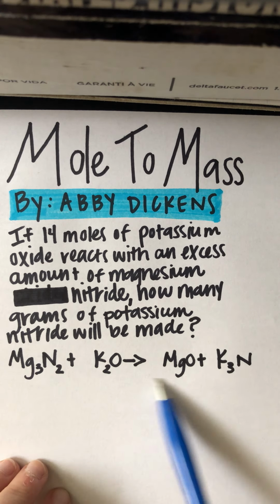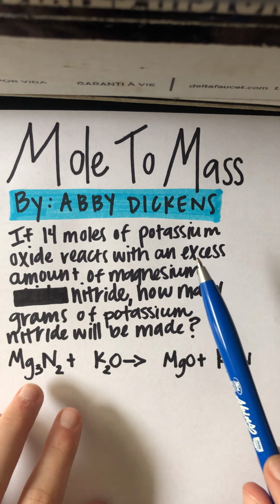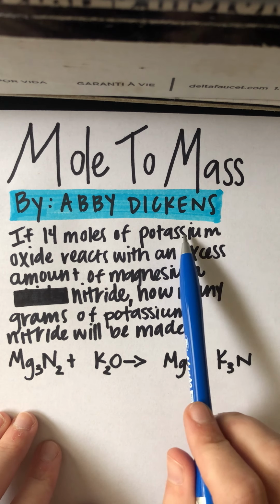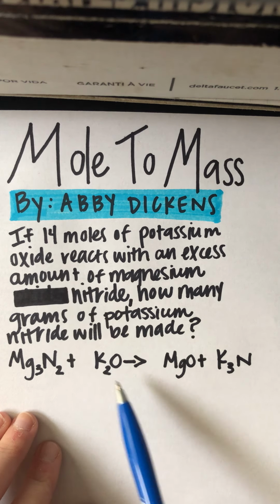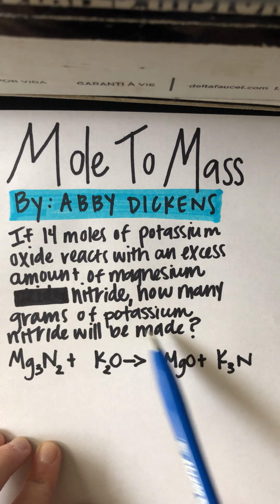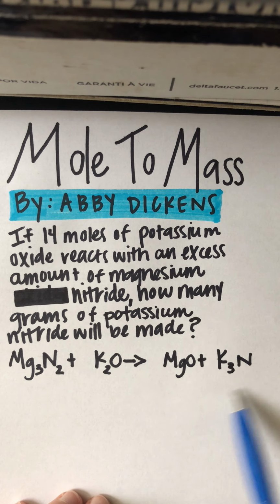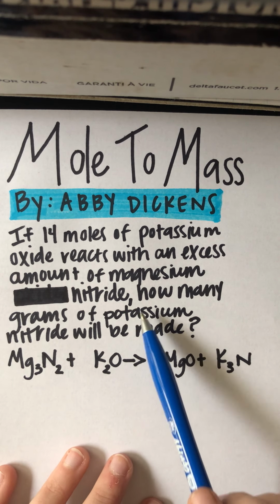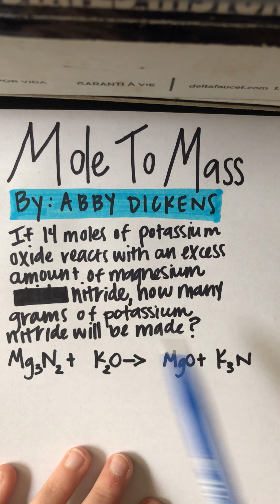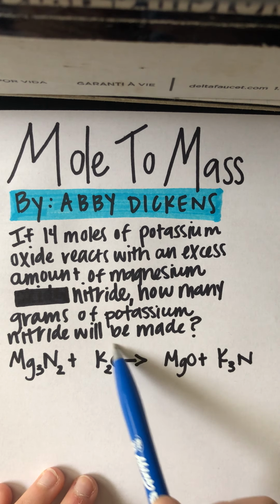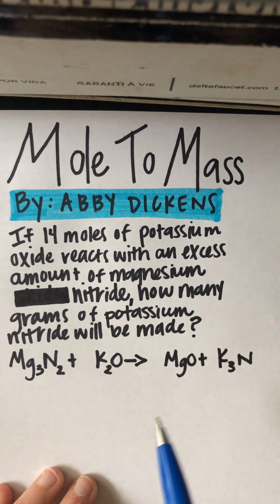Using this equation, we want to make sure that we have the same compounds that are included in our question. So we have potassium oxide, which is right here, and then we have magnesium nitride, which is right here. We have our products, which are magnesium oxide, and then we're looking for how many grams of potassium nitride will be made. So this is going to be our ending, and it's going to be in grams, and our given will be potassium oxide, and we're going to start with 14 moles.